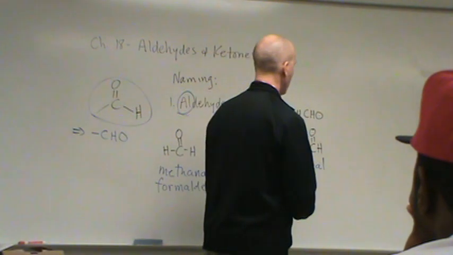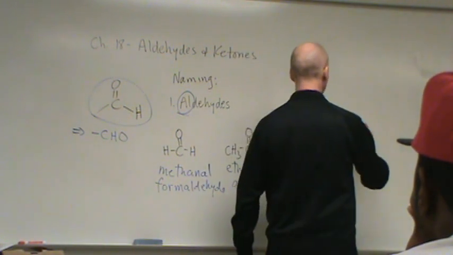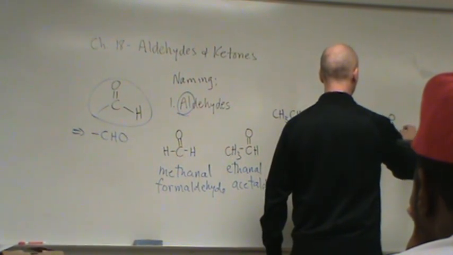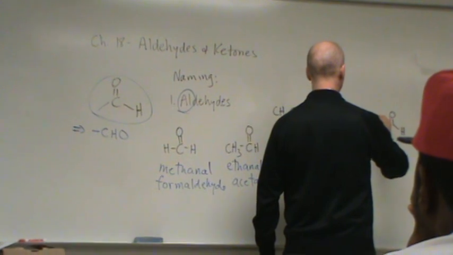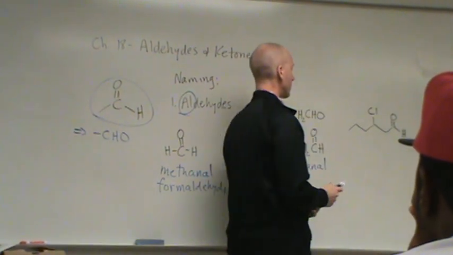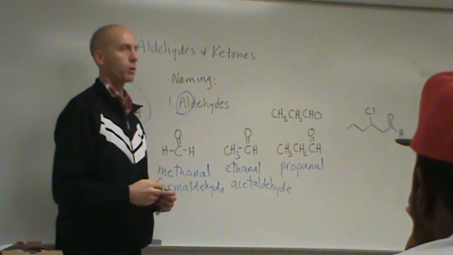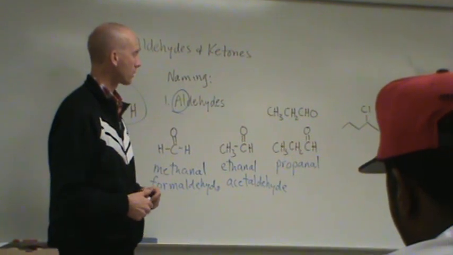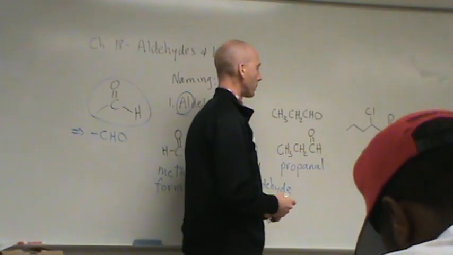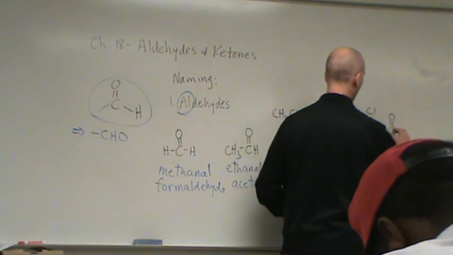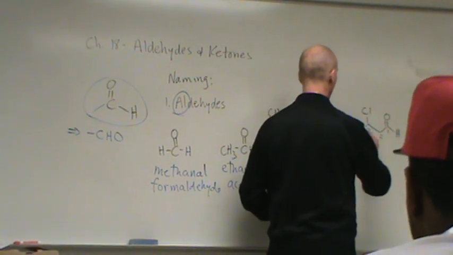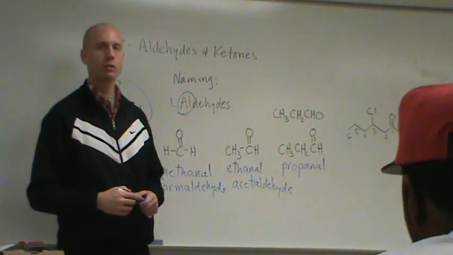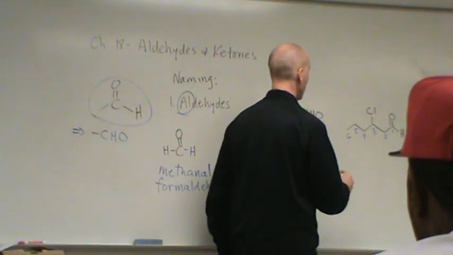So what about an aldehyde that might look something like this? For example, where we have a group on the molecule. Here we would have to start numbering it, wouldn't we? Where the aldehyde group would be 1. And then we number down. So that would give us 3-chlorohexanal.